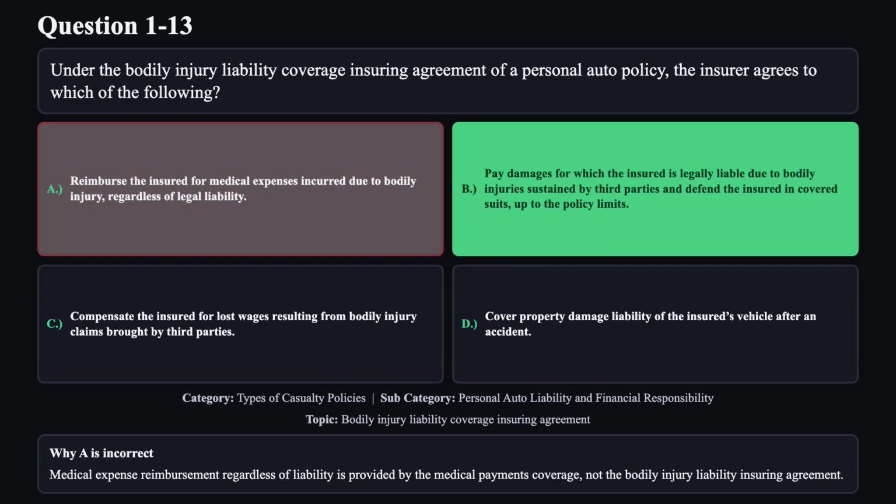Reason A is not correct. Medical expense reimbursement, regardless of liability, is provided by the medical payments coverage, not the bodily injury liability insuring agreement.